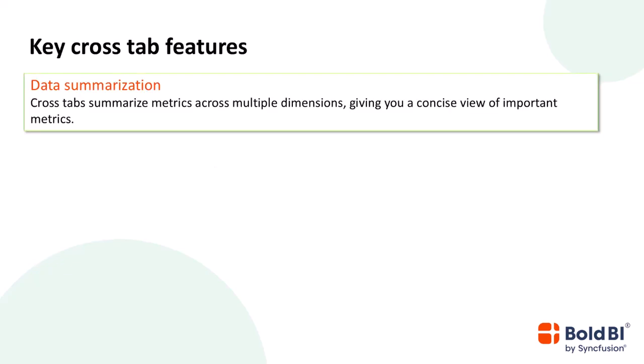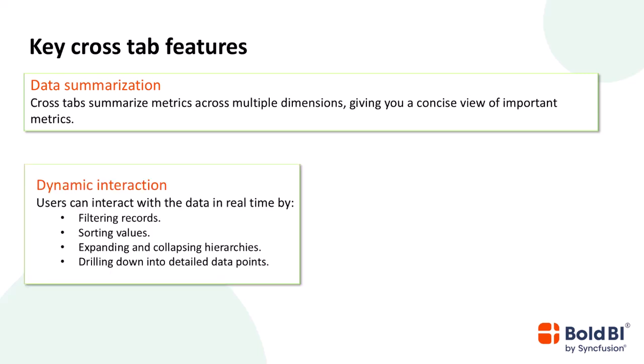Crosstabs allow you to aggregate data across multiple dimensions, giving you a concise view of important metrics such as counts, sums, averages, minimums, and maximums. Users can interact with the data in real time by filtering records, sorting values, expanding and collapsing hierarchies, and drilling down into detailed data points. This makes it easy to move from high-level summaries to deeper analysis.